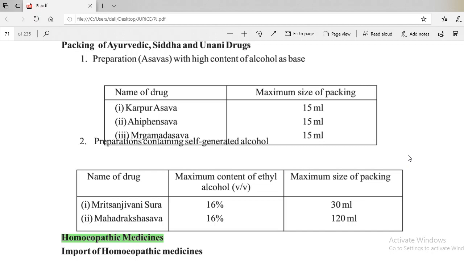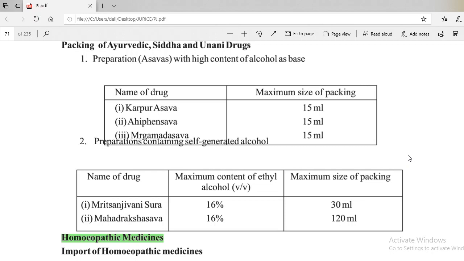whatever formulation we have made, alcohol will be generated inside it, then the maximum ethyl alcohol content in that particular product should be not more than 16%, and the maximum size is 30 ml. In case of Mrita Sanjeevani Sura it is 16%, and maximum size is 30 ml. And in case of Mahadraksha Sava it is also 16%, but in case of Draksha Sava it is 120 ml, means you can find the big bottles of 120 ml in case of Draksha Sava, and Amrita Sanjeevani Sava it should be only 30 ml.